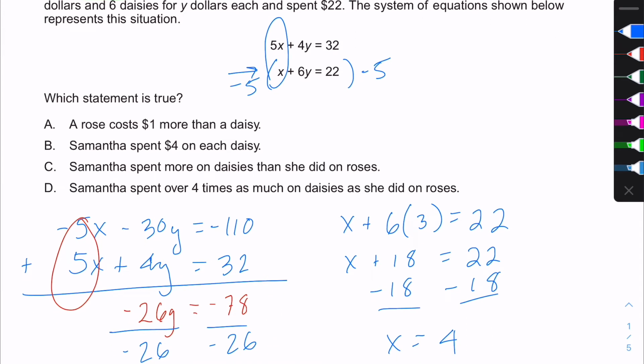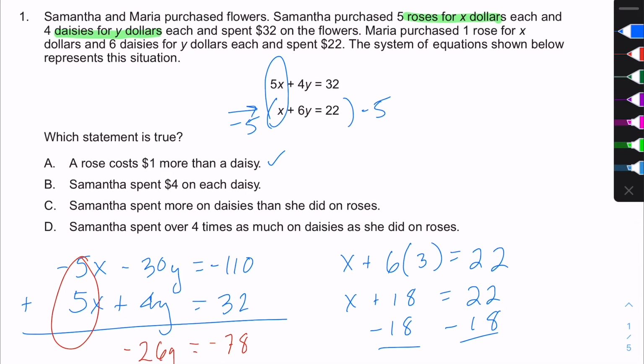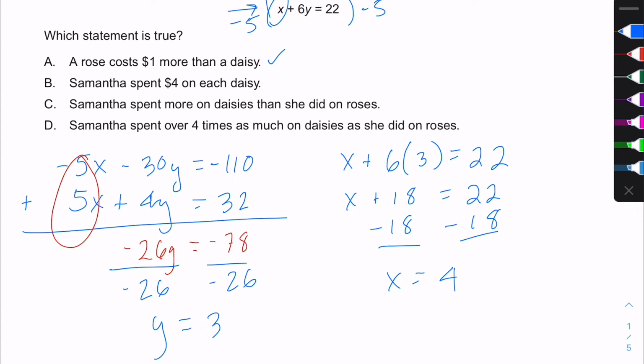So it looks like A is true. Now, because I want to be extra super cautious, I am going to make sure that I don't find 2 true statements, in which case maybe I did something wrong. So it says Samantha spent $4 on each daisy. Well, we said X is 4, but X is roses. She actually spent $3 on each daisy. That's our Y. So it's not that one.